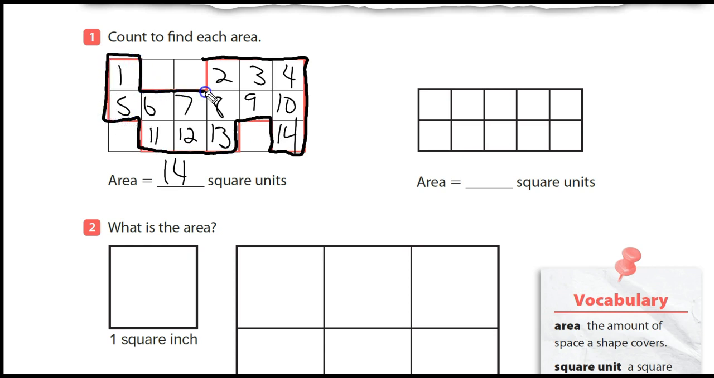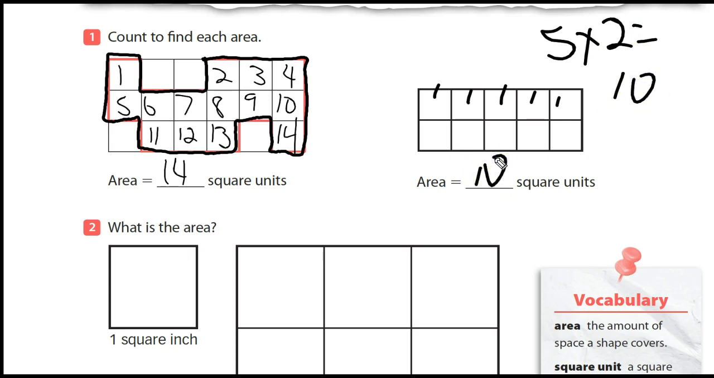You notice that it is not a perfect square or rectangle, is it? No. But what's the area of this one right here? This one I could easily do. There's 1, 2, 3, 4, 5. There's 5 in each row, and how many rows do I have? 2. 5 times 2 is 10. So the area here would be 10. Okay.